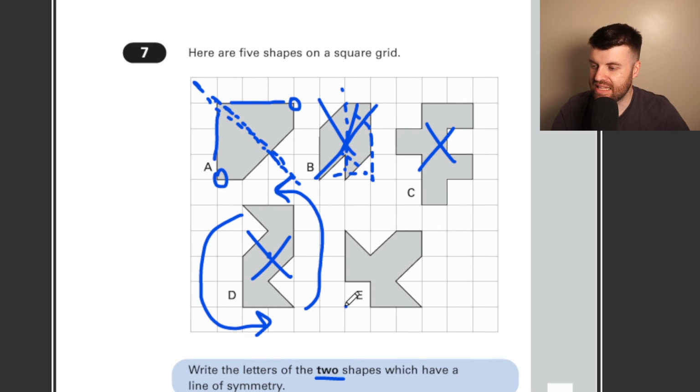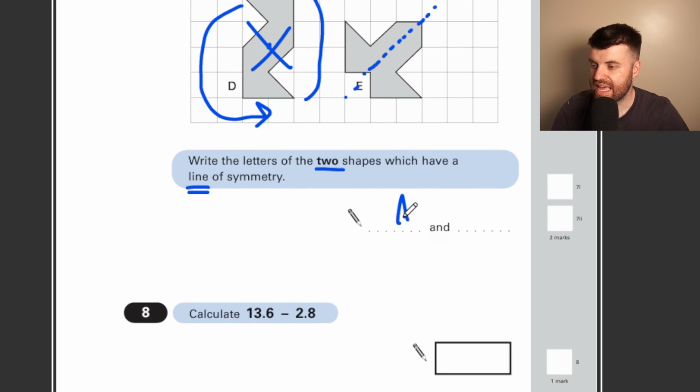And the last one is E. This does have a line of symmetry. Again, it's diagonal. Hopefully you can see that. Turn your head. You can see if you folded it, it would go perfectly. So the answer is A and E. And now we know the difference between lines of symmetry and rotational symmetry.